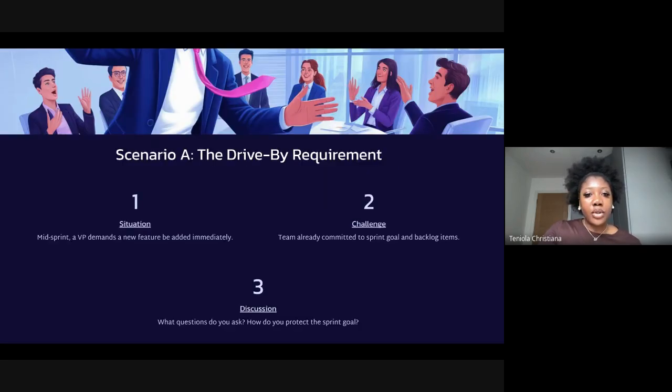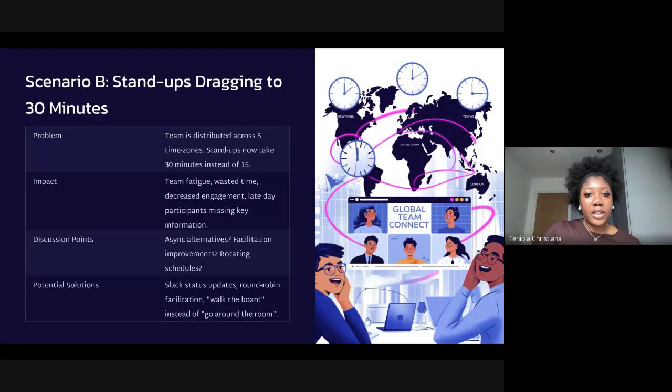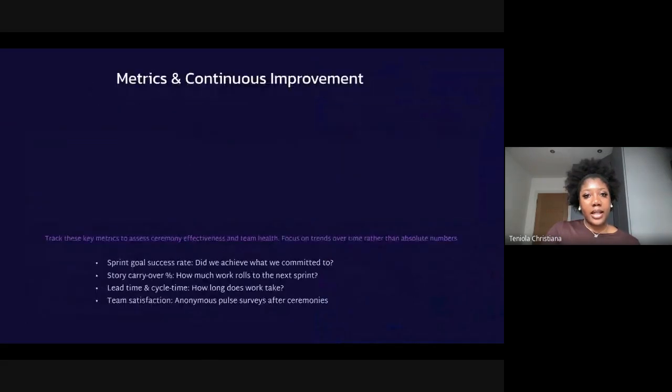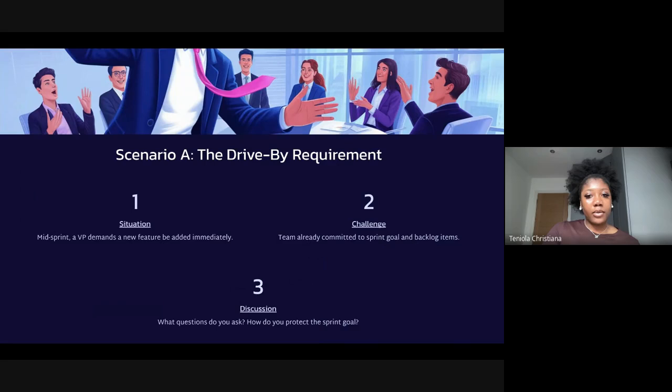So I had some scenarios, and one that I wanted to give was this one. Let's say you have a stand-up. I think this is the one, given what I've just said. The situation: mid-sprint, a VP demands a new feature to be added immediately. The team have already committed to sprint goals and backlog items. What questions do you ask, and how do you protect the sprint goal? That's an open question to anybody who wants to answer.